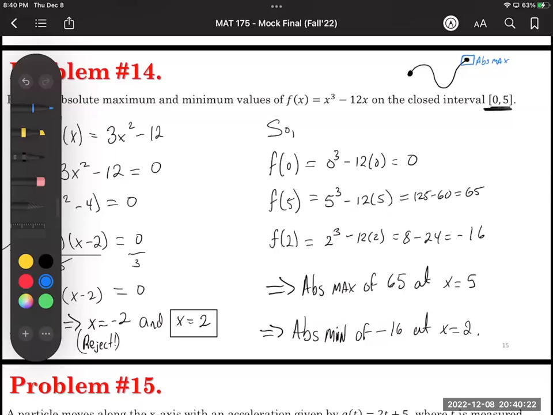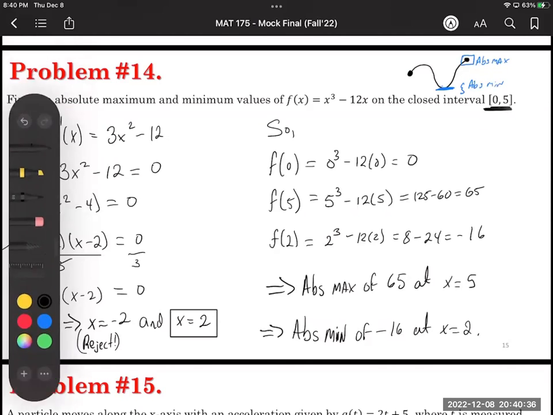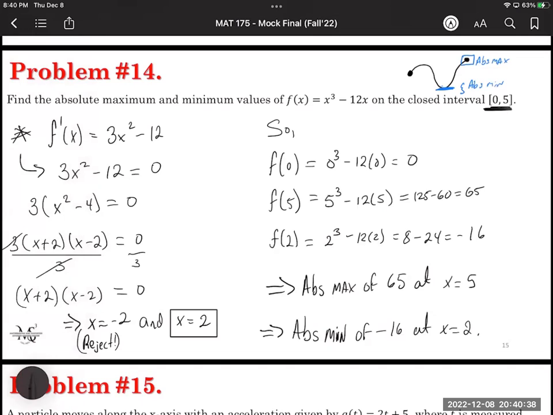On the other hand, here's a critical value somewhere down here. And around this area, at that point, you will have your absolute minimum. And it occurred at the critical value of whatever that function is. Okay, so it's possible that on a closed interval, at one of the endpoints, you have either an absolute minimum or an absolute maximum, or it could possibly have both.